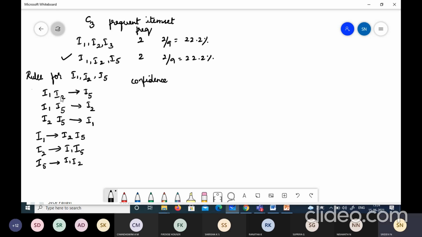How many transactions can you find I1, I2, I5? You should check. Divided by support of A. Okay, tell me how much you got? Someone said 44%, ma'am. One second. How will it be 44%? I'll just tell you. Support of I1, I2, I5, you check.